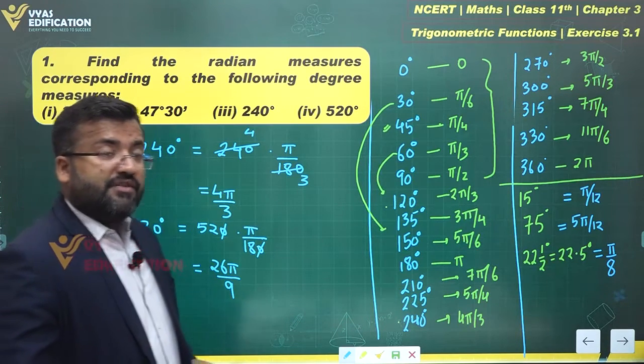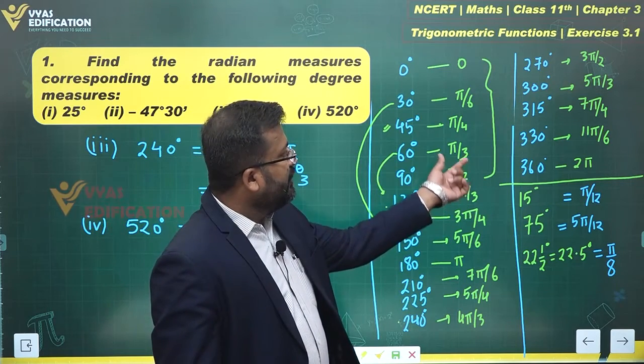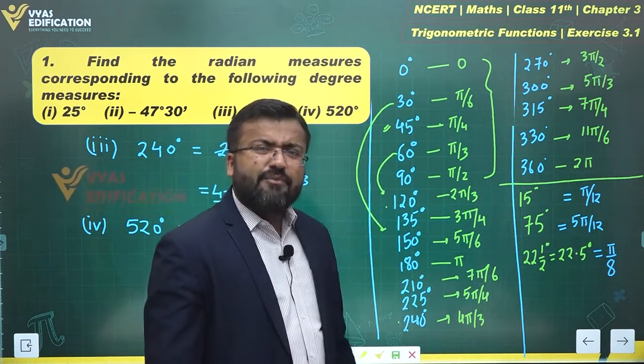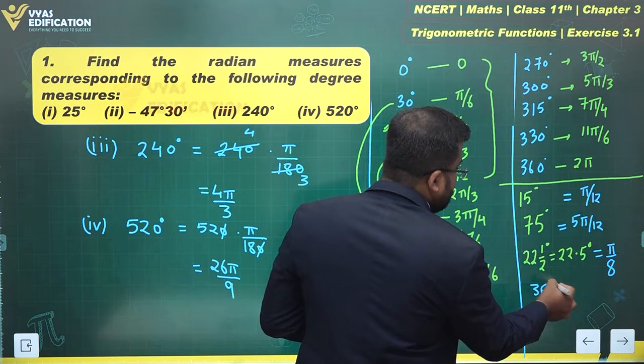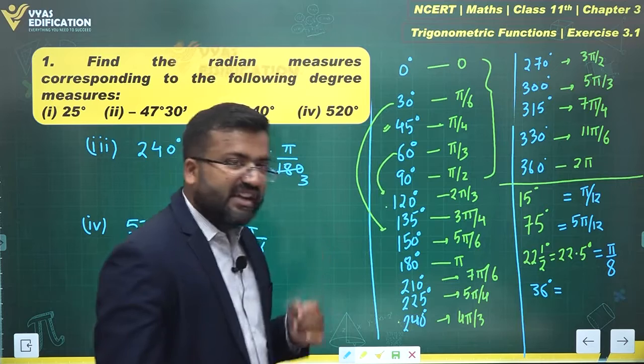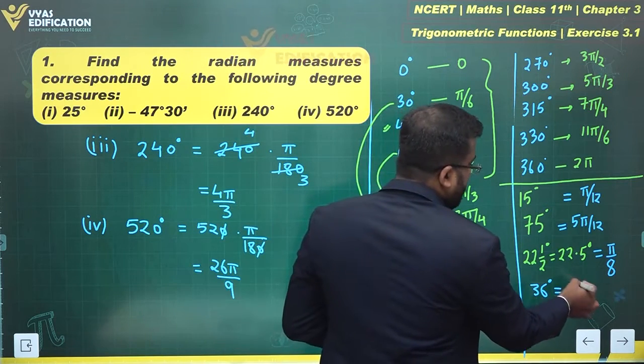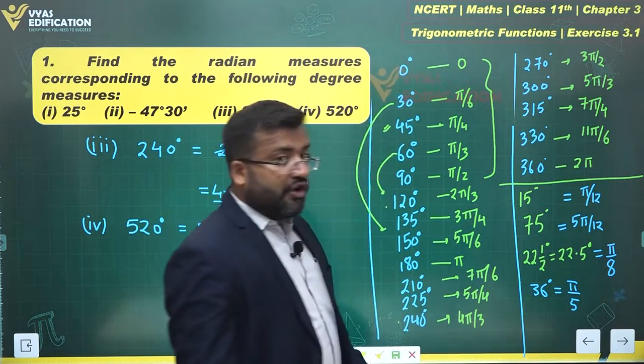So can you observe that 180 degree is pi, we have pi by 2, pi by 3, pi by 4, and do we have pi by 5 as well? No, we haven't written pi by 5. Let me write pi by 5 as well. 36 degree. What is that? That's it. 36 degree is pi by 5. So is 36 degree also in standard angle?